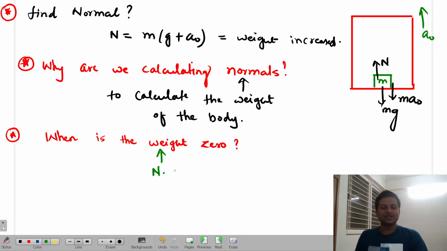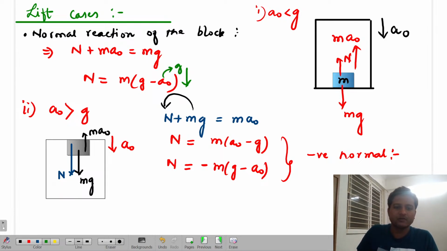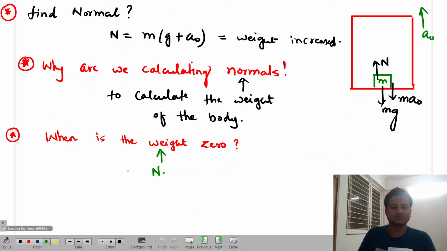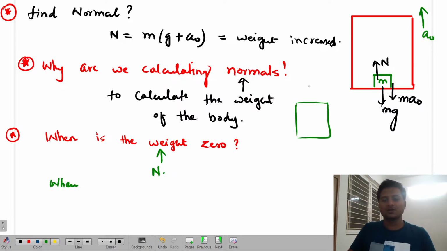So when is the weight zero? Weight is a measure of normal, isn't it? So now think of one case when the lift is going downwards. The normal is always decreasing or not? Now if I put a naught exactly equal to g, normal will be zero or not? Let's suppose we take the lift, and the thread which it is attached with the rigid support, cut it. The lift will fall with gravity.